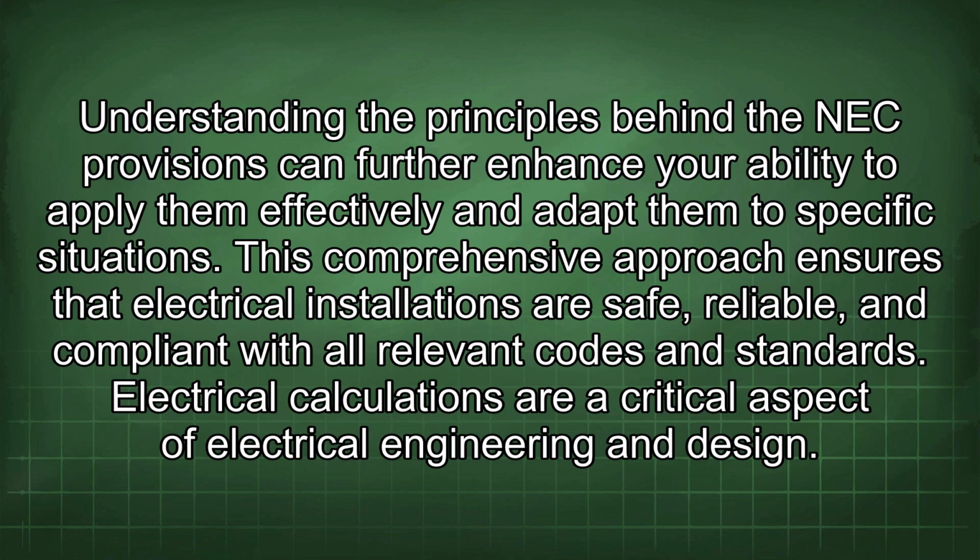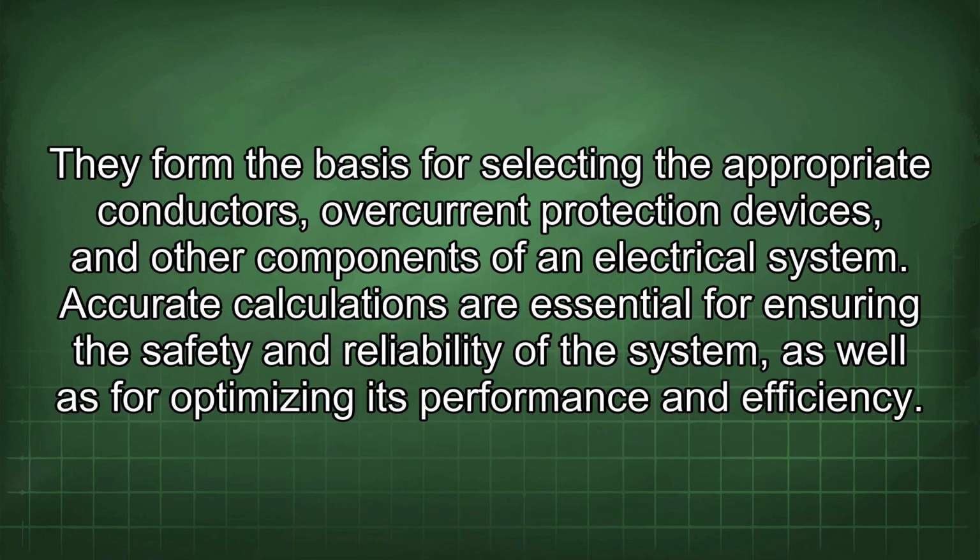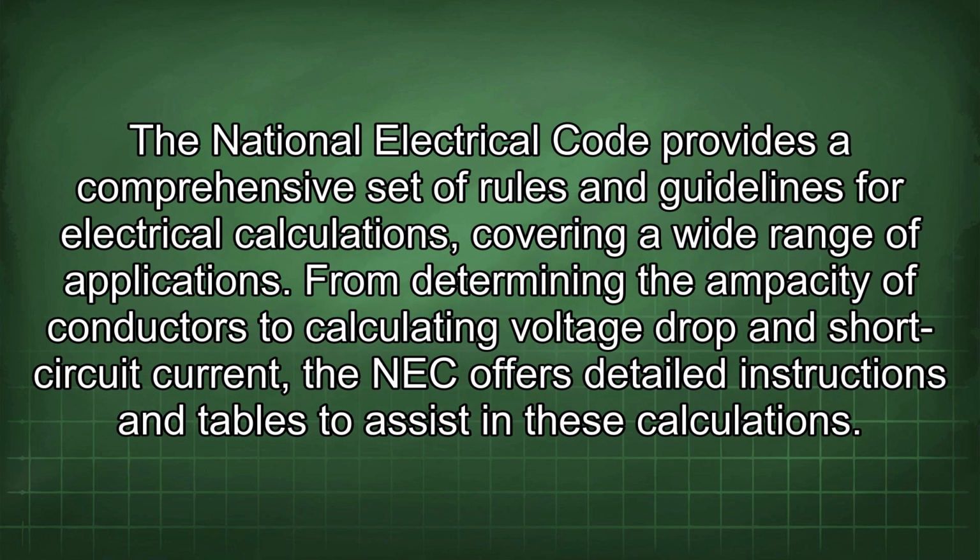Electrical calculations are a critical aspect of electrical engineering and design. They form the basis for selecting the appropriate conductors, overcurrent protection devices, and other components of an electrical system. Accurate calculations are essential for ensuring the safety and reliability of the system, as well as for optimizing its performance and efficiency. The National Electrical Code provides a comprehensive set of rules and guidelines for electrical calculations, covering a wide range of applications. From determining the ampacity of conductors to calculating voltage drop and short-circuit current, the NEC offers detailed instructions and tables to assist in these calculations.